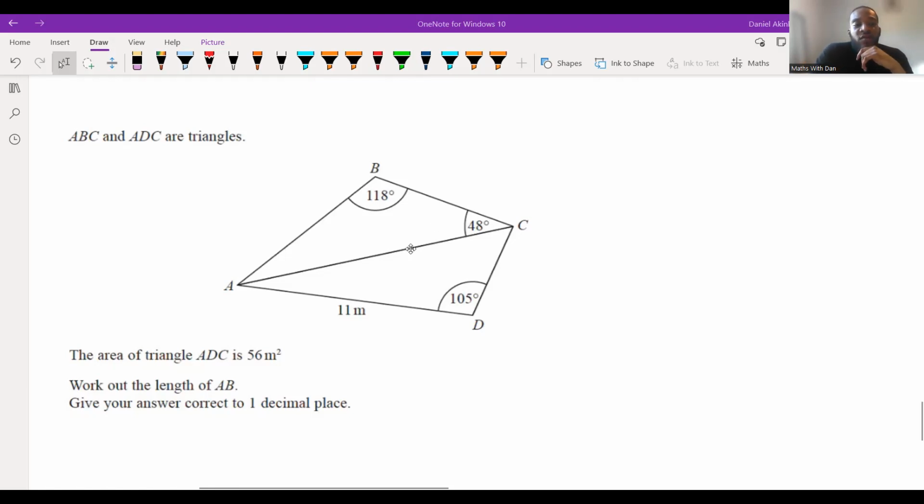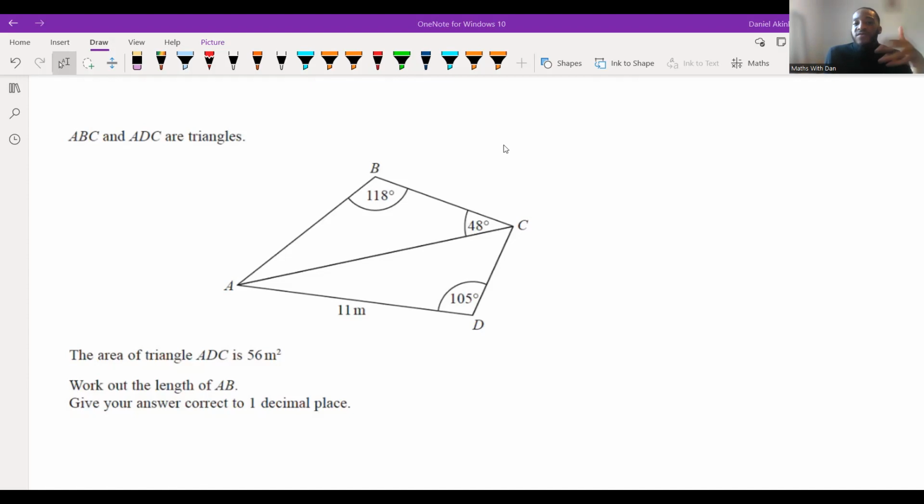Okay. Cool. So let's do this one. It says the area of triangle ADC is 56 meters squared. Work out the length of AB. So straight away, looking at this, we've got triangles here, we've got angles. Can somebody tell me what topic this question is referring to? What topic is this clearly? Beginning with T. Exactly. Thank you very much, Ashera. It's clearly trigonometry for sure.